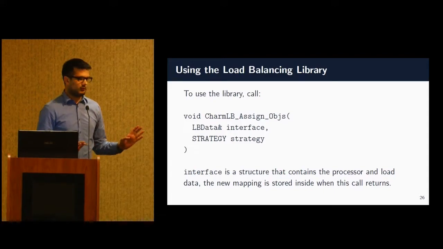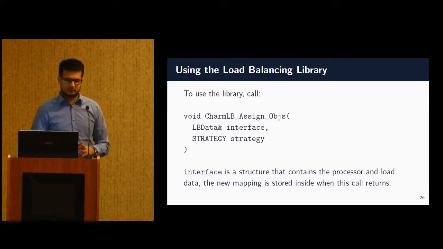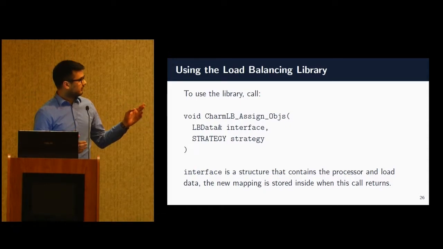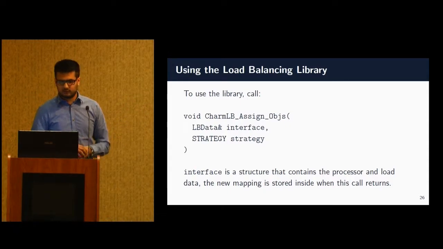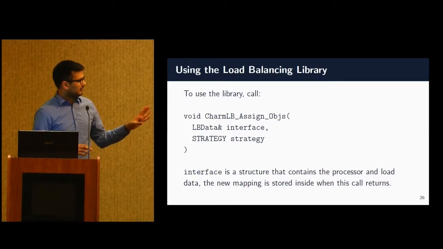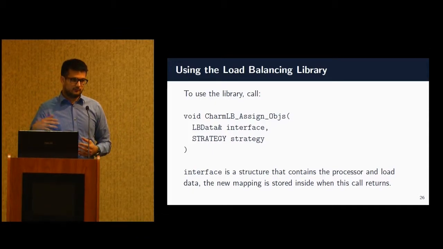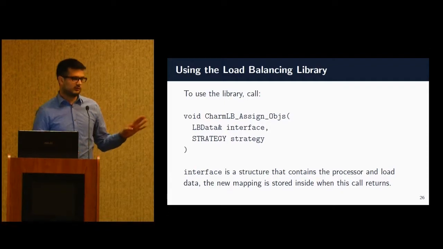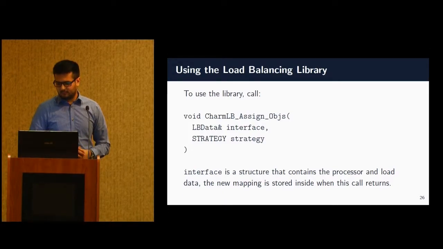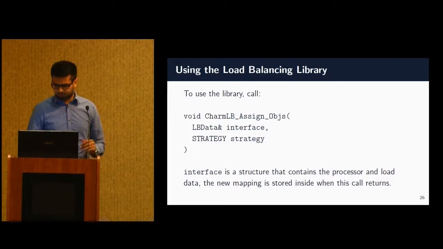So just a very brief overview. To use the load balancing library, we have one vital call. It's called charm lb assign obj. Basically, it takes the interface object that contains all the processor and load data. The new mapping is then returned in that object as well, and you select a strategy. So it's a fairly simple API to use. There are obviously some more calls than just this, but it's not terribly complex.